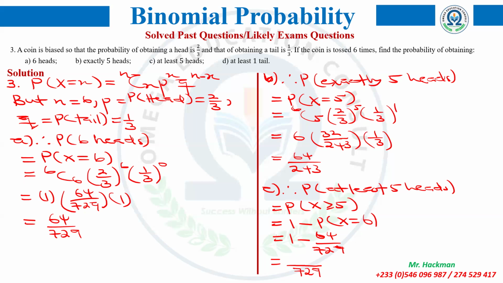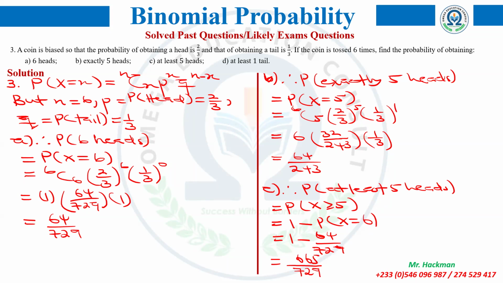I'm waiting. 665. So it will be 729 minus 64. That is what will occupy your numerator, and that will be 665. Am I right? That's fine. Or there is something wrong there.